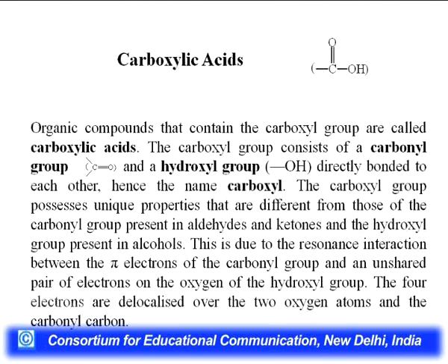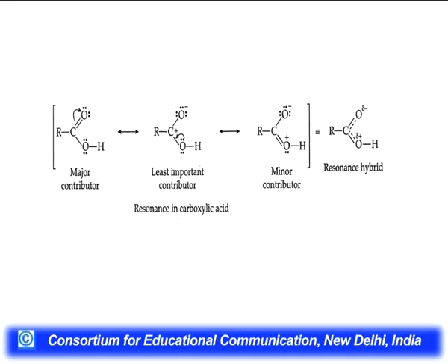This is due to the resonance interaction between the pi electrons of the carbonyl group and an unshared pair of electrons on the oxygen atom of the hydroxyl group. There are 4 electrons delocalized over the 2 oxygen atoms and the carbonyl carbon. These are the resonating structures of the carboxyl group. You can see how these are possible by the shift of pi electrons towards the more electronegative oxygen atom of the carbonyl group, and you can see the major and minor contributions and the resonance hybrid of these 3 resonating structures of carboxylic acid.